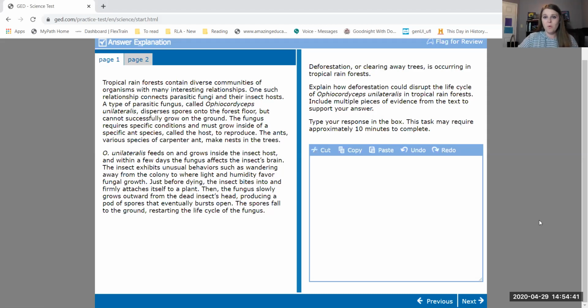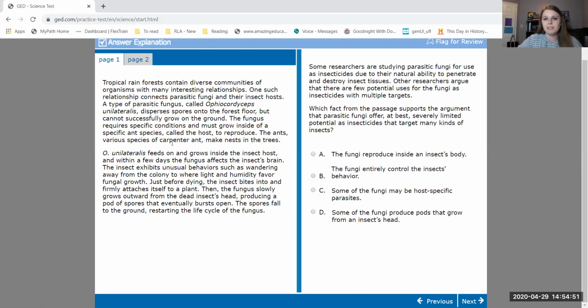They no longer require this short answer section on the science test. The only writing you have to do for the GED now is on the RLA section, so we can skip that. But we still need to read this passage for question 5.